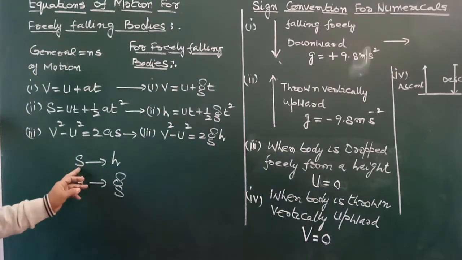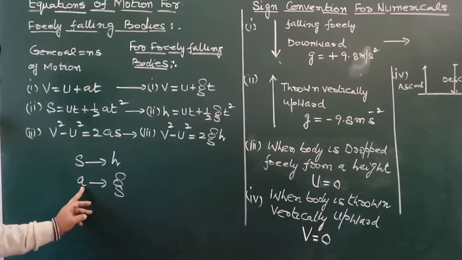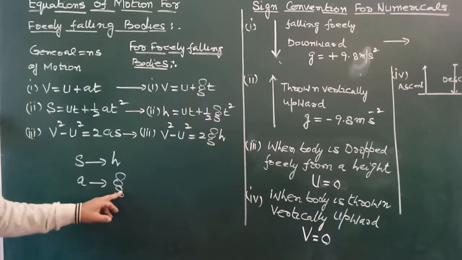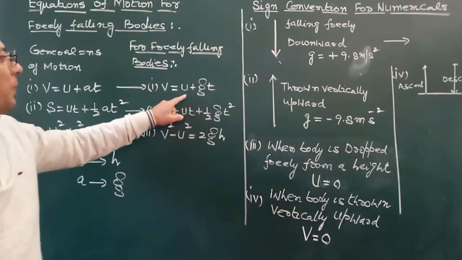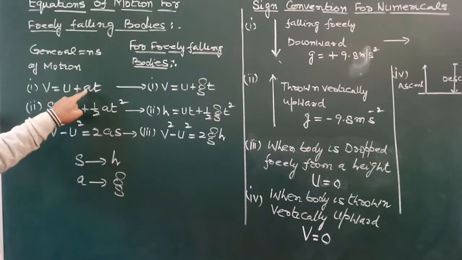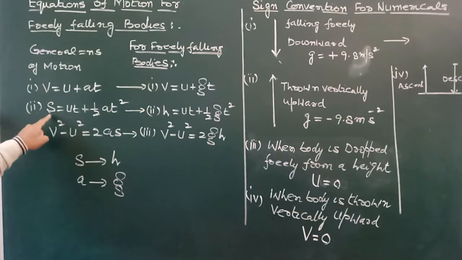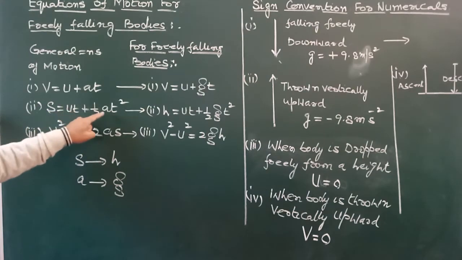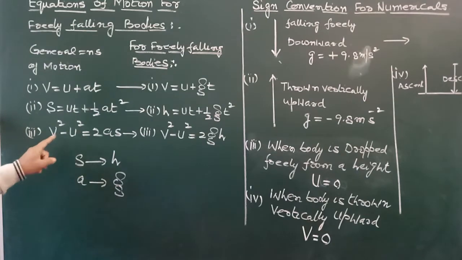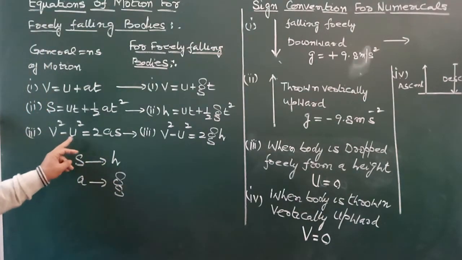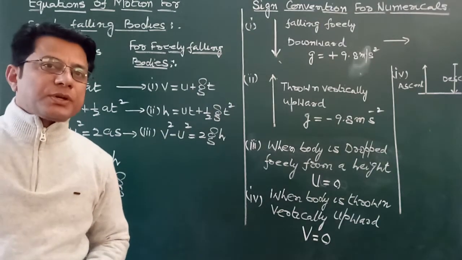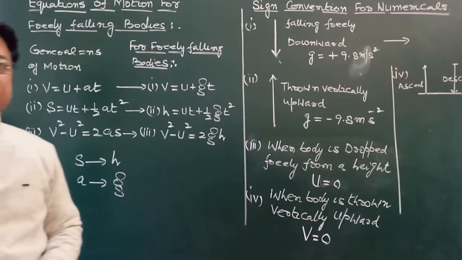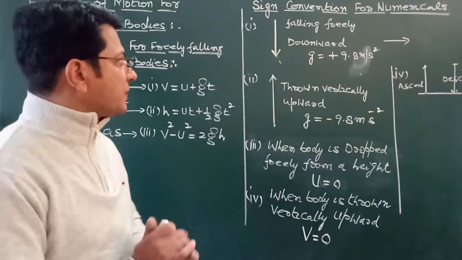For freely falling bodies, simply you have to change S to H and acceleration A to acceleration due to gravity G. So the first equation of motion is V is equal to U plus GT. The second equation will become H is equal to UT plus half GT square. And the third equation, V square minus U square is equal to 2AS, will become V square minus U square is equal to 2GH.